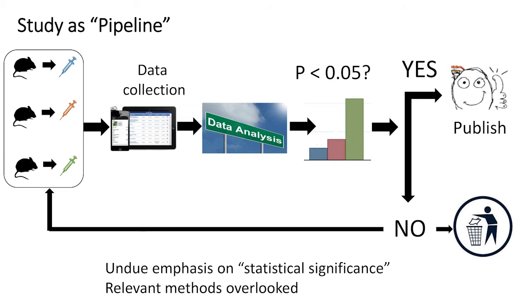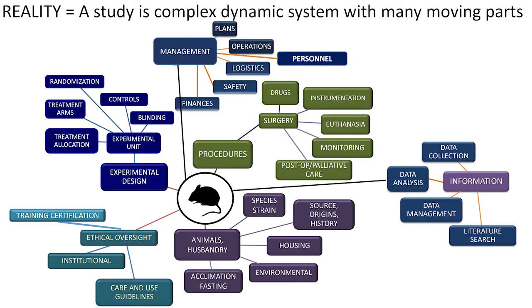So part of the problem is that a lot of investigators see a study as a pipeline. They do their experiment, they collect the data, they do statistical analysis, p less than 0.05. Yes, yay, done. No, you either bin the study or go back and do it again. The problem with this model is that there's undue emphasis on statistical significance and relevant methodology is going to be overlooked. In reality, this is really what a study looks like. It's complex, it's nonlinear, it's dynamic, with a lot of moving parts.